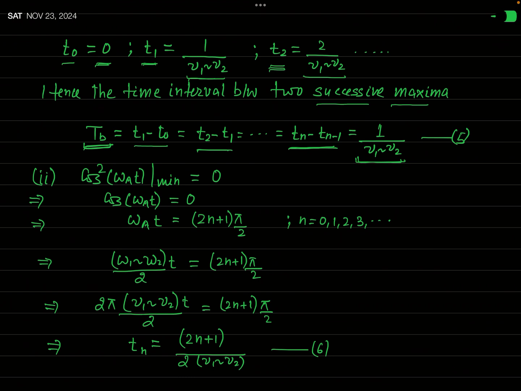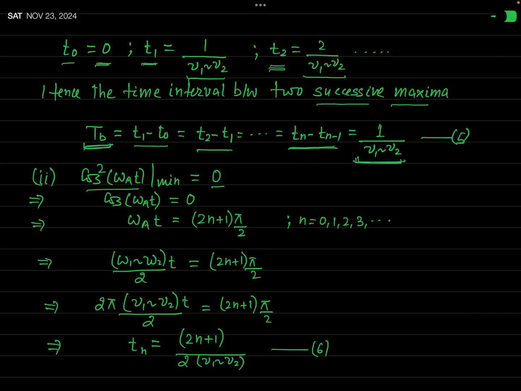That may be the first and second maxima, the 10th and 11th maxima, or the 25th and 26th maxima, but the time interval will be the same. That time interval is constant and equal to 1 over (nu1 minus nu2), and this is called the beat period. Okay, so I think you have clearly understood this calculation. Now let us find all those times when intensity will be minimum, and for that you have to take the minimum value of this function cos square omega a t, and the minimum value of cos square omega a t is 0.